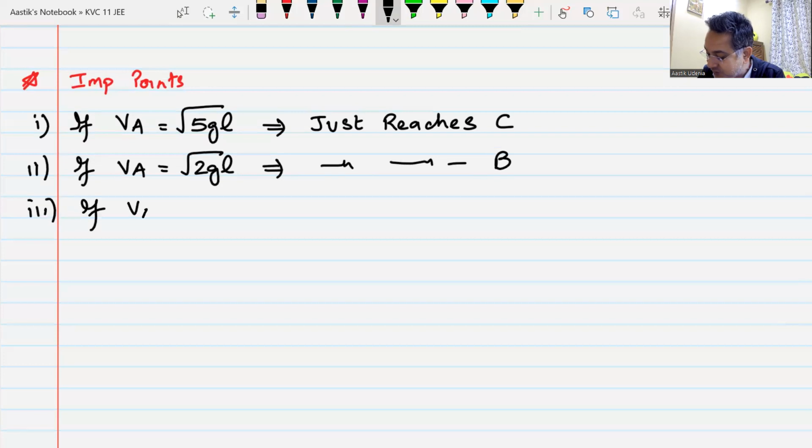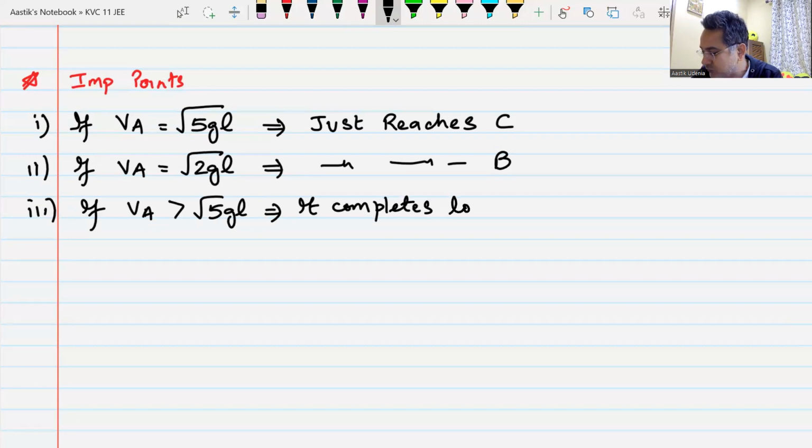If velocity at point A is greater than root 5gl, it completes the loop. If the velocity is more than this, it will complete the loop. What will be the tension at point C? Will it be 0 or more than 0? Greater than or equal to 0.